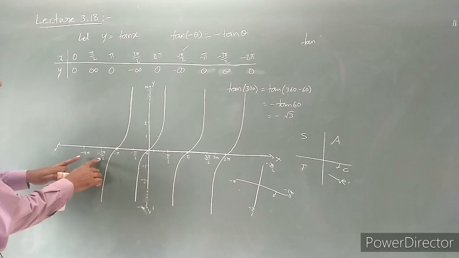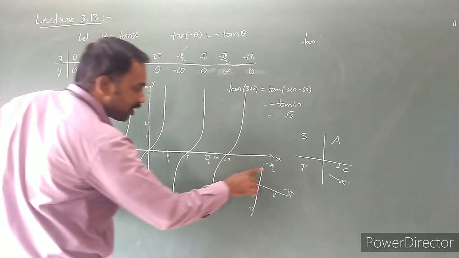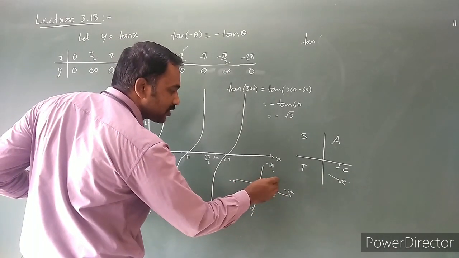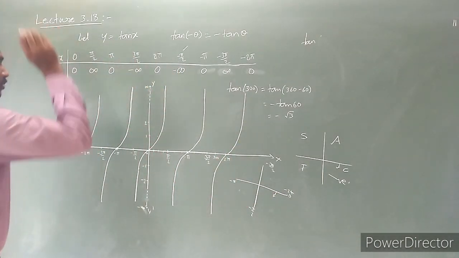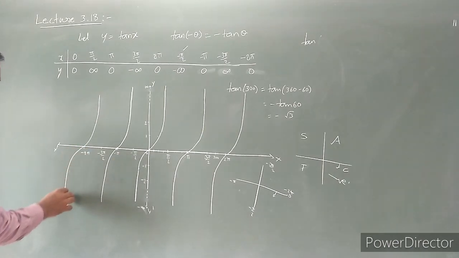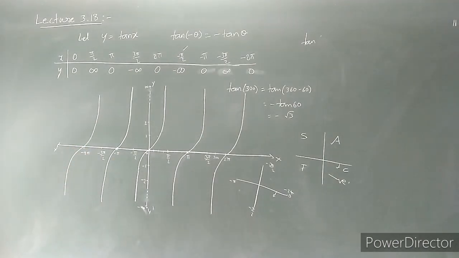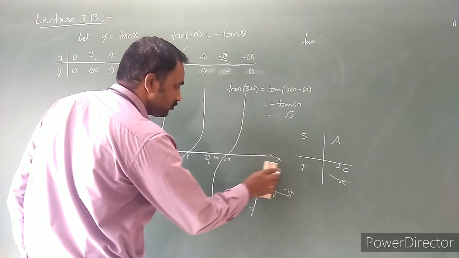In the same manner, minus 3 pi by 2 comma minus 2 pi, which quadrant? First quadrant, tan is positive. If you extend this one, you get it in this manner. So, this is the graph of the tan function.